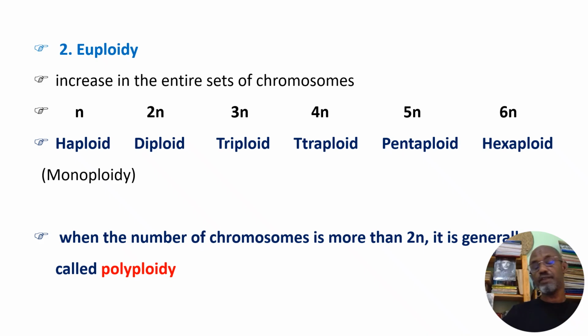It can create disease-resistant plants. It can create plants with large-sized fruits, and many other beneficial characters. That's why plants are doing it, and humans are also inducing polyploidy by using chemicals like colchicine.